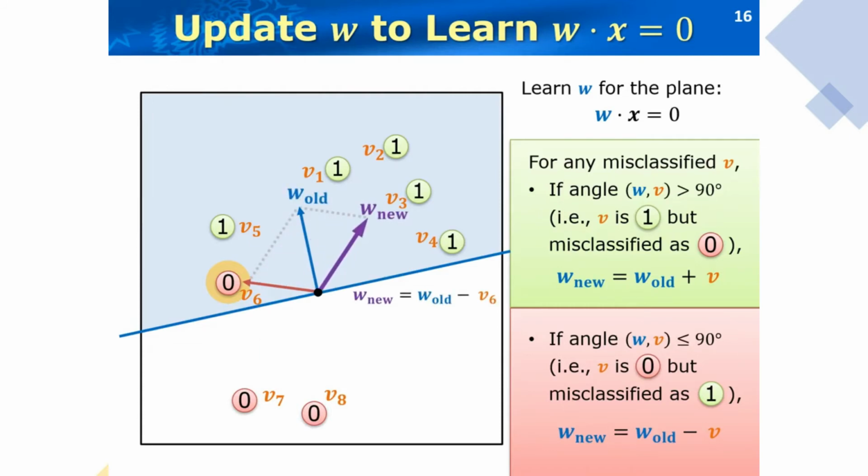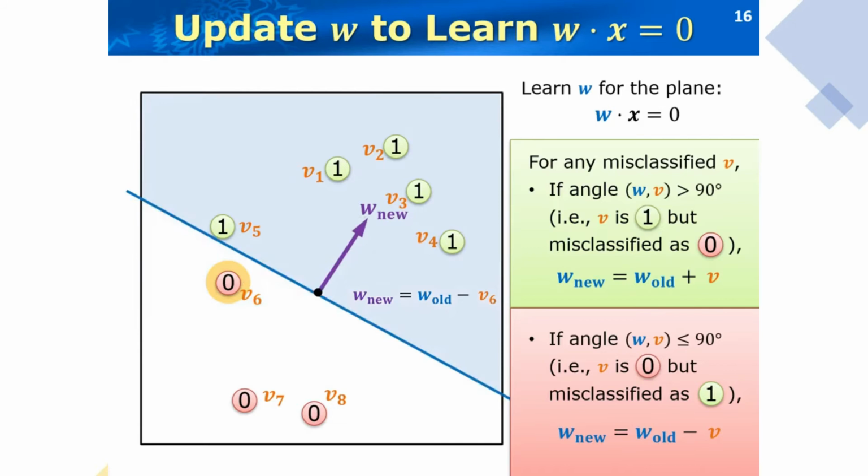Based on this new vector, we rotate the line to make itself perpendicular to the purple vector. After update, we notice that all red points are outside of the region and all green points are inside. There are no points misclassified. Thus, the learning process is complete.